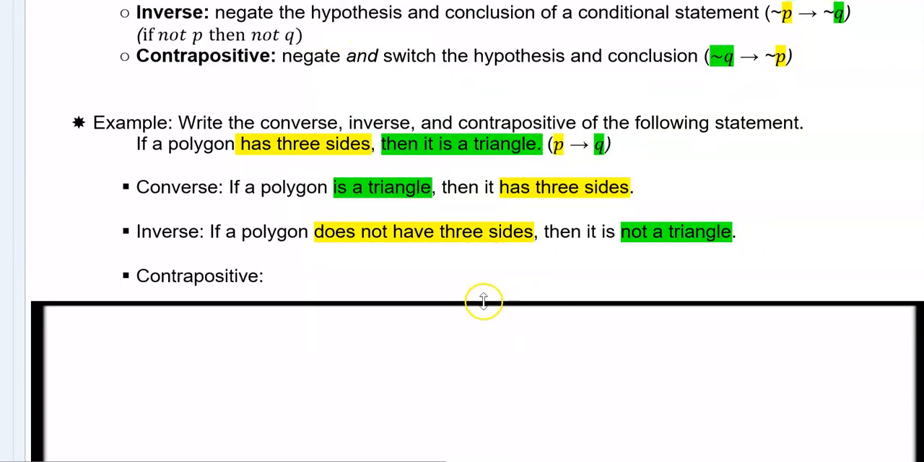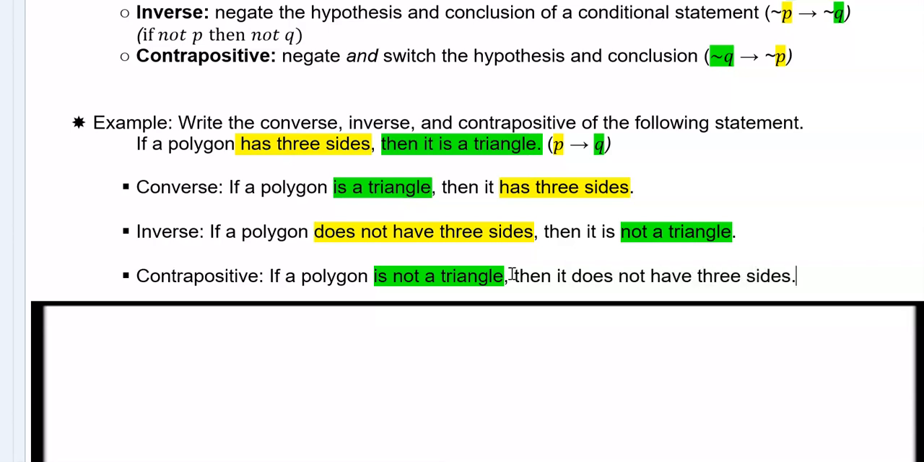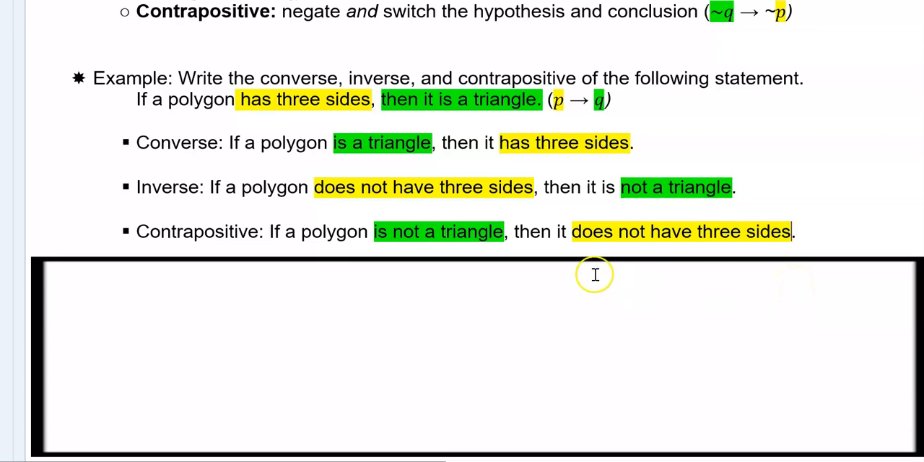Finally, for our contrapositive, we will take that inverse and flip it around. So if a polygon is not a triangle, so that is, I switched it around and it's negative, then it does not have 3 sides. So I switched it and I made them both negative.